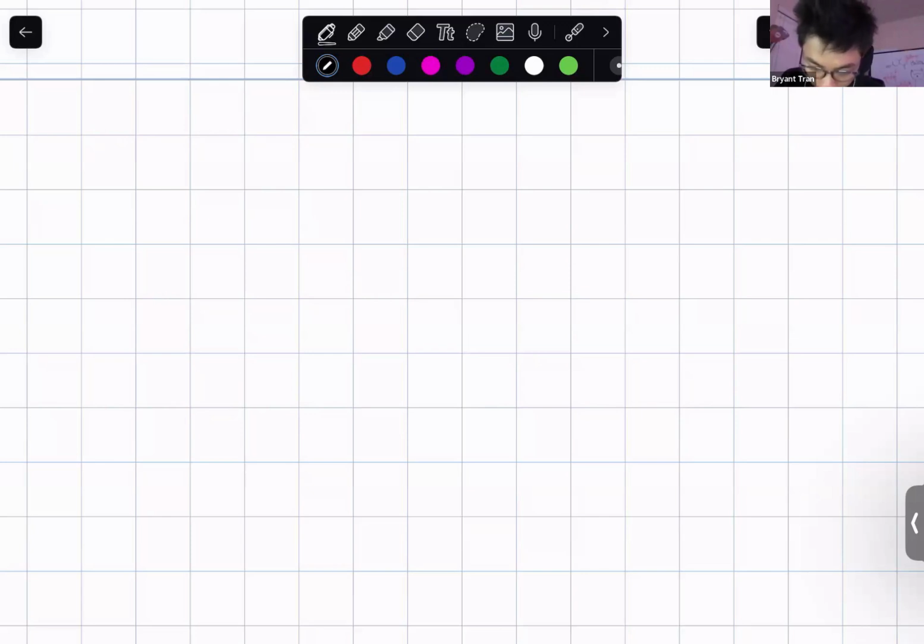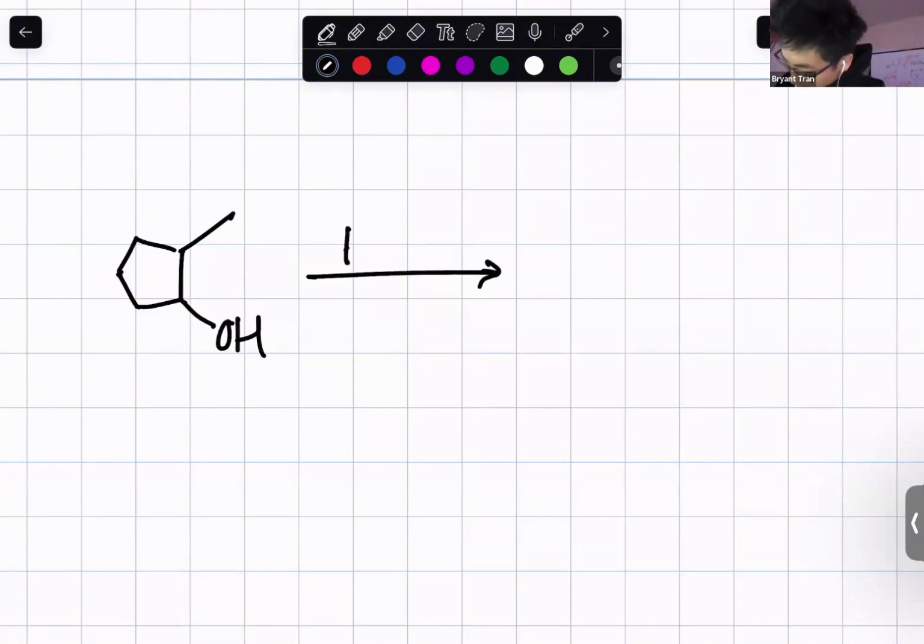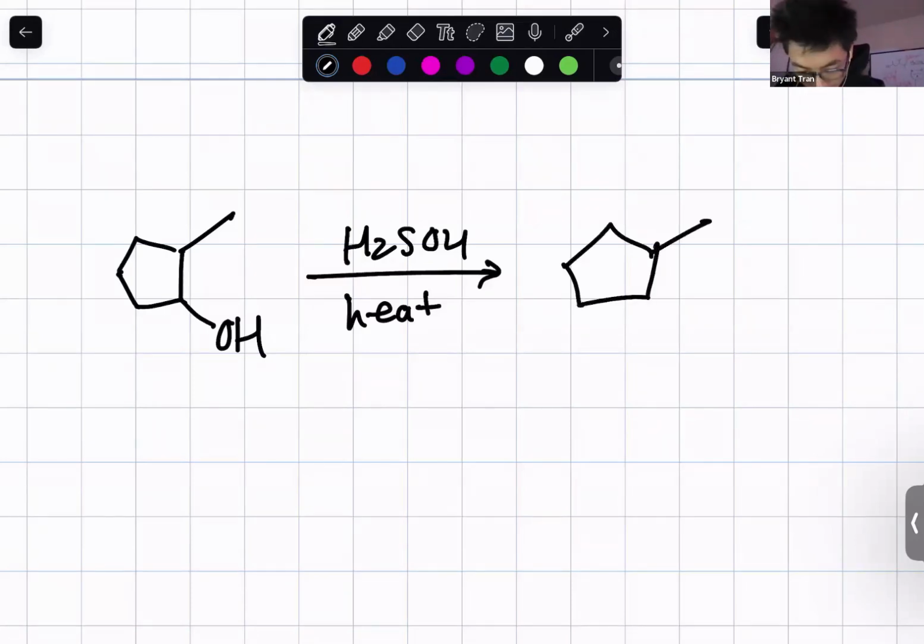So the first one is talking about dehydration of 2-methylcyclopentanol, giving several products, and they want you to draw the intermediate that leads to the product shown below. So the reactant molecule they gave you is this 2-methylcyclopentanol reacting with H2SO4 and heat, giving you this product here. Right, and they put CH3 here, CH3 here, and they put an alkene right there.